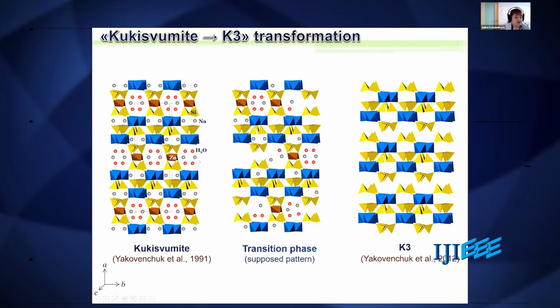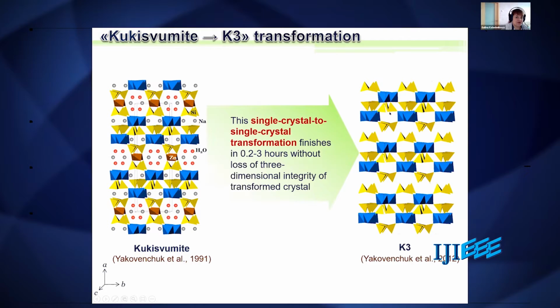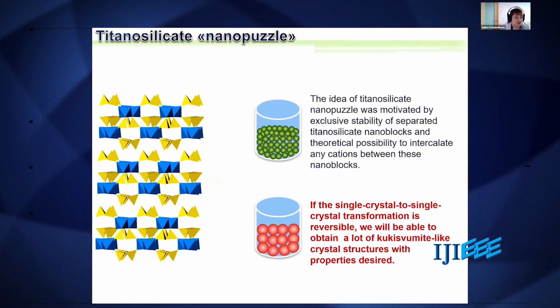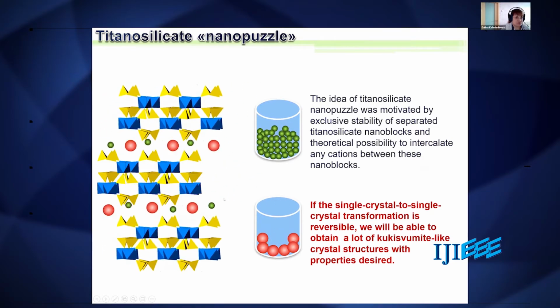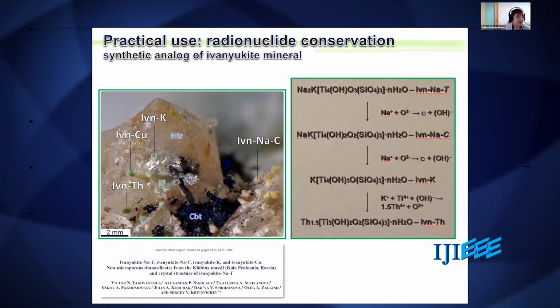It's very interesting that this material can be transformed into a new material, which consists only of titanium oxide chains and silicon oxide chains. This material can be used as a special nanopuzzle matrix for different radionuclide cations, or sodium cations, or silver, and for other cations too.